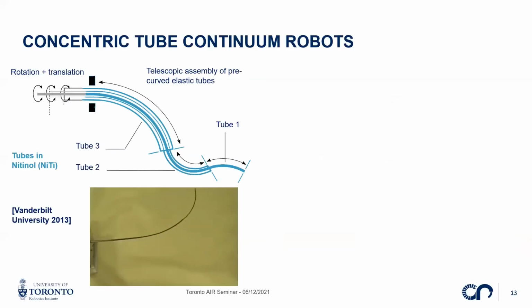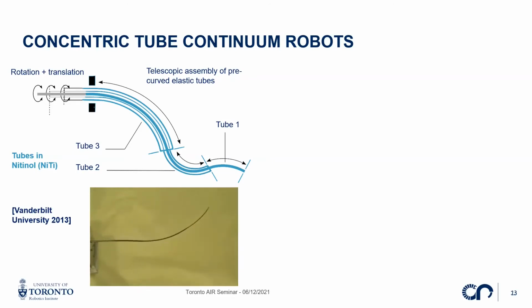So concentric tube robots, for those who do not know them already, consist of a telescopic assembly of precurved and elastic tubes. Each tube is precurved. You assemble them in a concentric way. And by rotating and translating these tubes with respect to each other, this precurvature will interact and provide different robot shapes, this kind of tentacular motion that you can see on the video here.